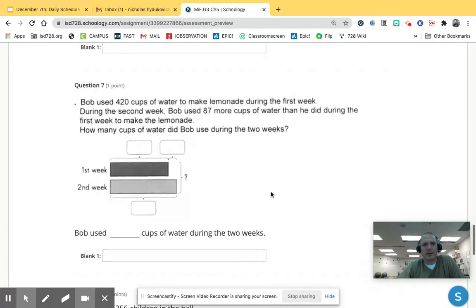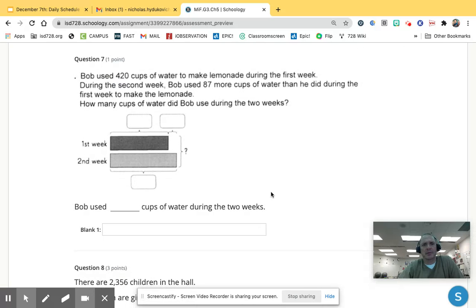We're almost done going through the preview here. We've got 3 more questions. It says Bob used 420 cups of water to make lemonade during the first week. During the second week, Bob used 87 more cups of water than he did during the first week to make the lemonade. How many cups of water did Bob use during the 2 weeks?